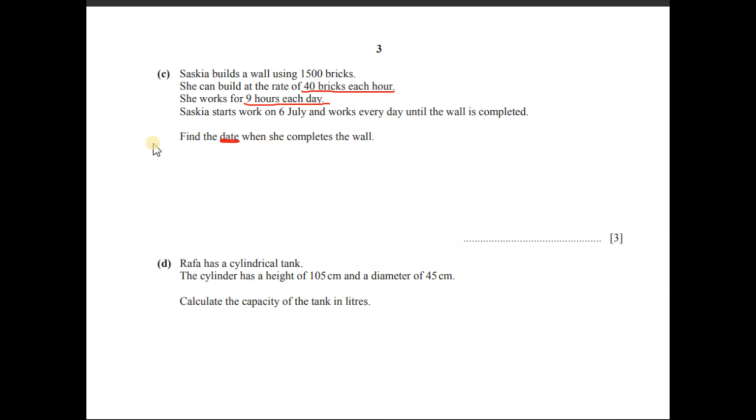Okay, so first thing, it's a very simple question. We just have to work out the number of bricks she is using daily. Every day, what number of bricks. She's working for 9 hours and using 40 bricks each hour. So 40 times 9, she is using 360 bricks every day. That's one part. Now, we have to look for how many total bricks we have. We have 1500 bricks.